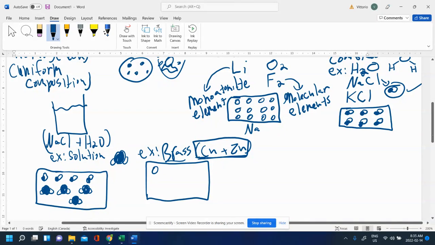So let's say this is copper here. Here's some copper, and then this one will represent zinc. So we have a mixture of elements here. Even though these are pure on their own, in this box you have a mix of elements. You have your zinc, you have your copper. In this box you have your H2O, and you have your NaCl.